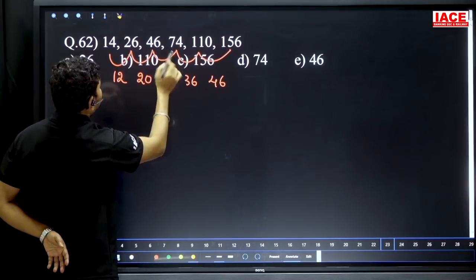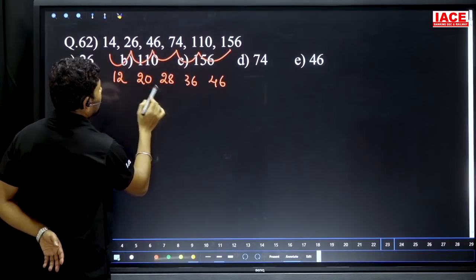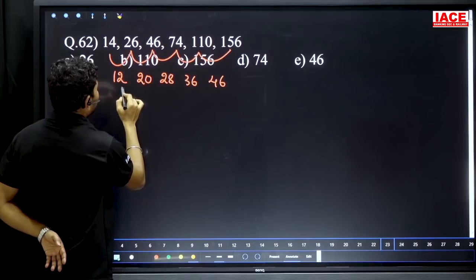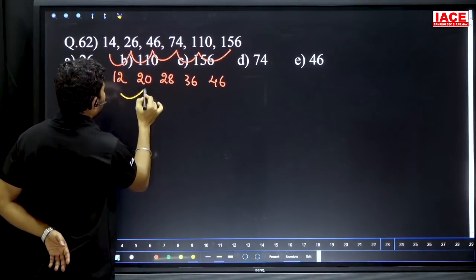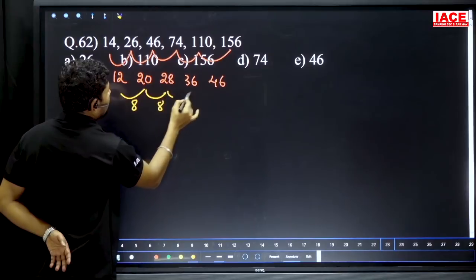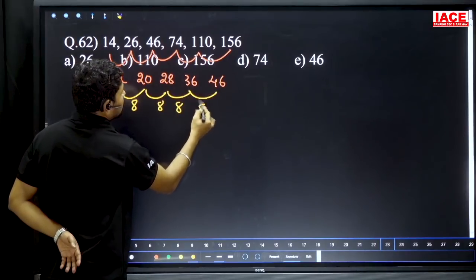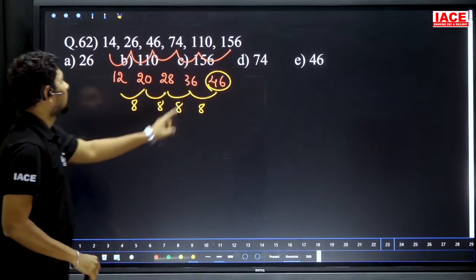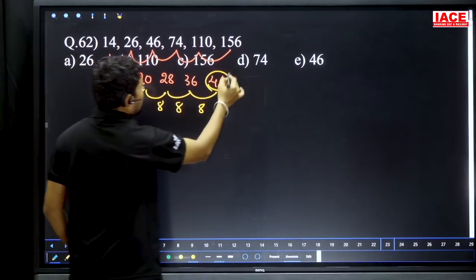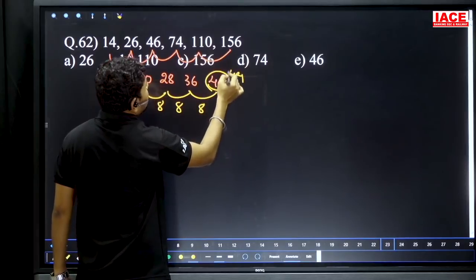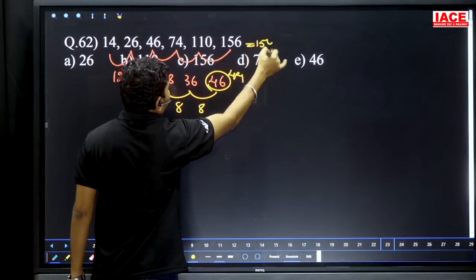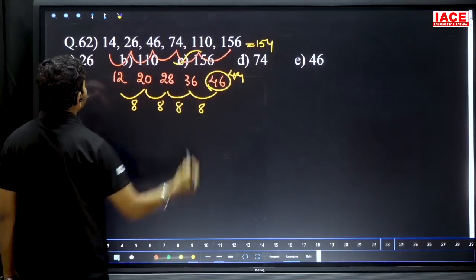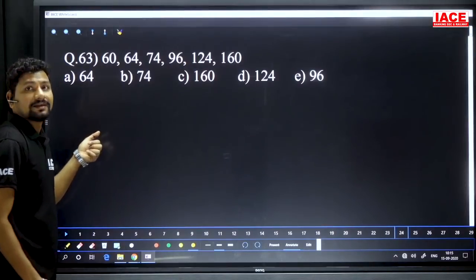12, 20, 28, here 8 added, here 8 added, here 8 added, so here it should also be 8 added. Now what is the value? 110 plus 36 plus 8, that is 44. Then 110 plus 44 is equal to 154. Then the wrong answer is what? Option C.